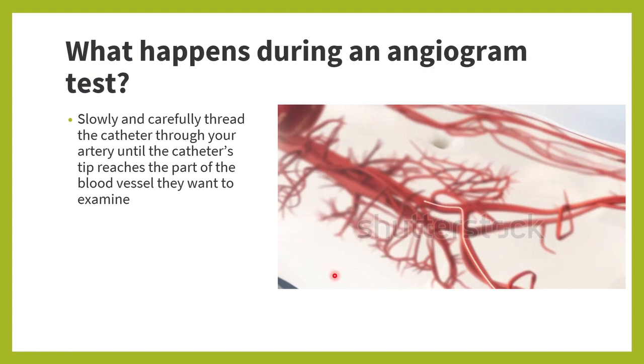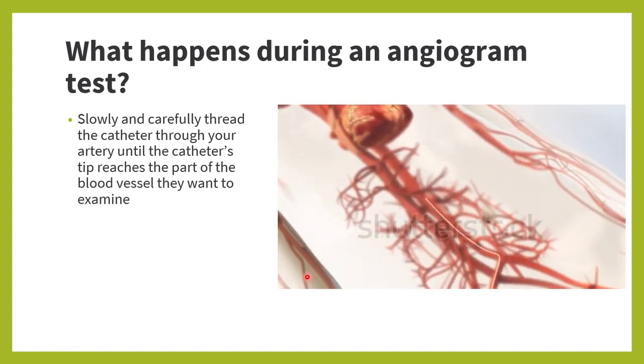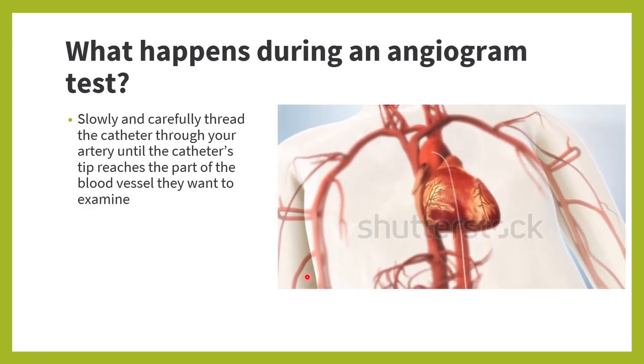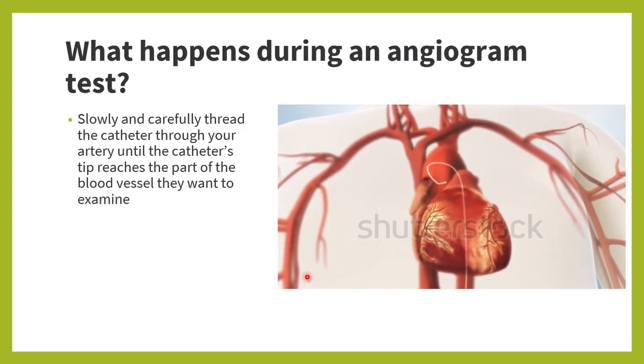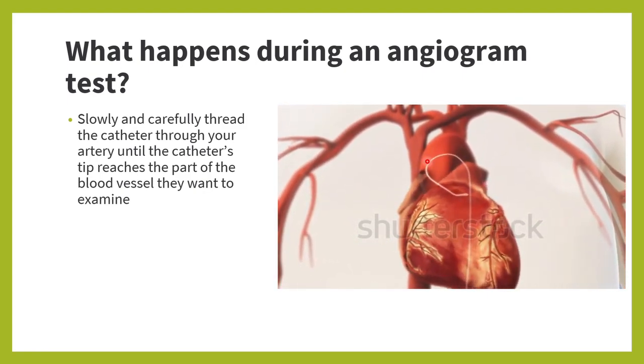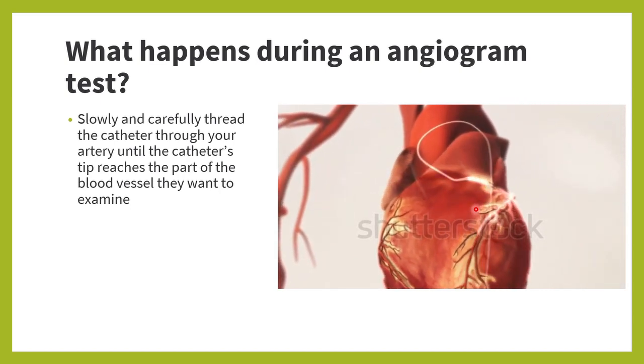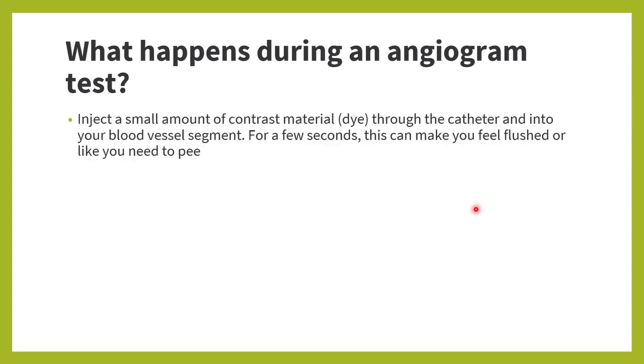What happens during the procedure is that this is moved slowly till the tip reaches the blood vessels which we want to examine. Till there they will guide it. You can see clearly how this is moving, and it has reached here. Here you can see the way the dye is moving also. They will inject a small amount of contrast dye through the catheter into your blood vessel segment, and I have told you this will make you a bit flushed during this injection.